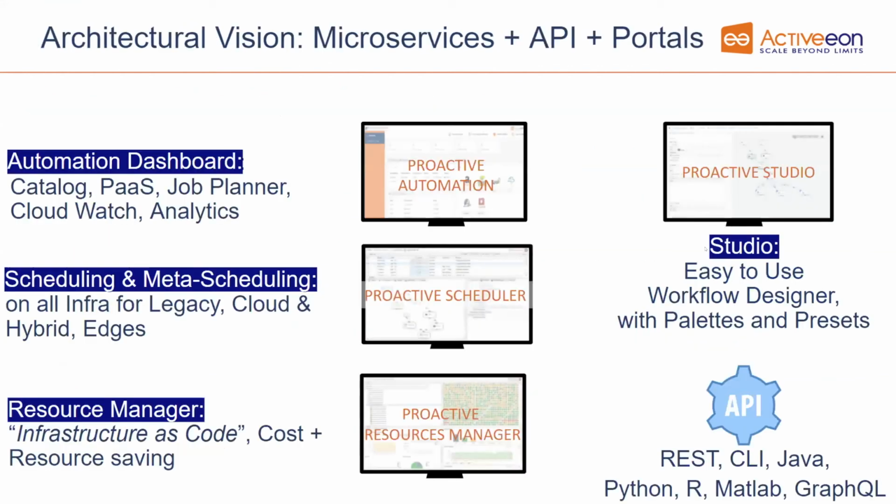Regarding the various portals that we have, the first portal is called the Automation Dashboard. It contains a set of sub-portals, which are the Proactive Catalog, Proactive Cloud Automation, called here as PaaS, the Job Planner, the CloudWatch, and Analytics. We will see in this current session how these portals can be used.